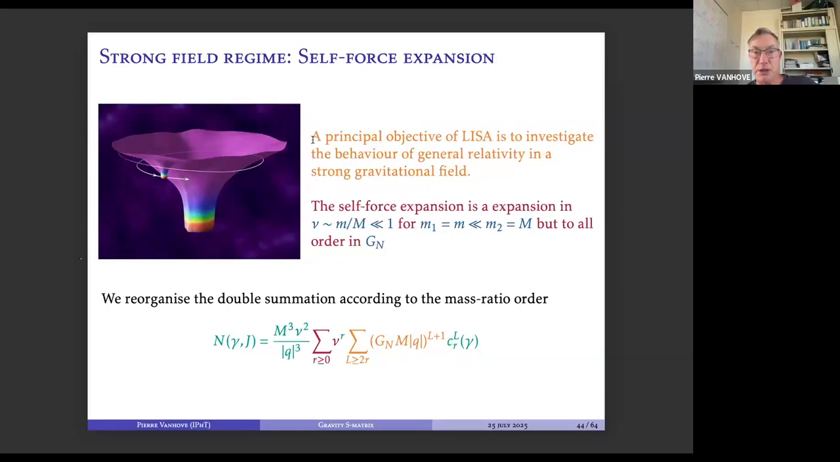I want to know, so what I've been telling you is that the potential is an expansion in G Newton and polynomial in the mass. So in fact, if you have one mass that is very small compared to the other one, like this, then you can organize.